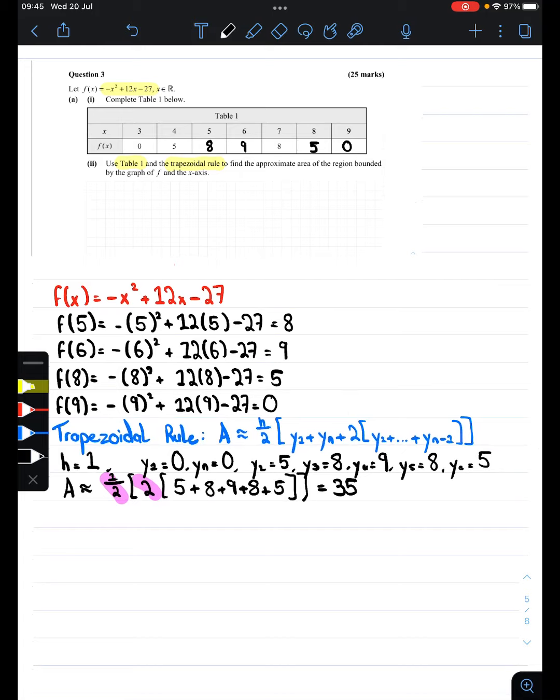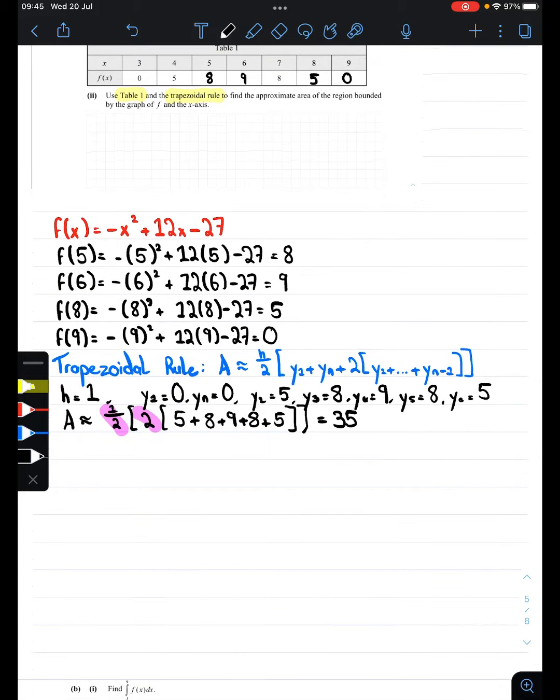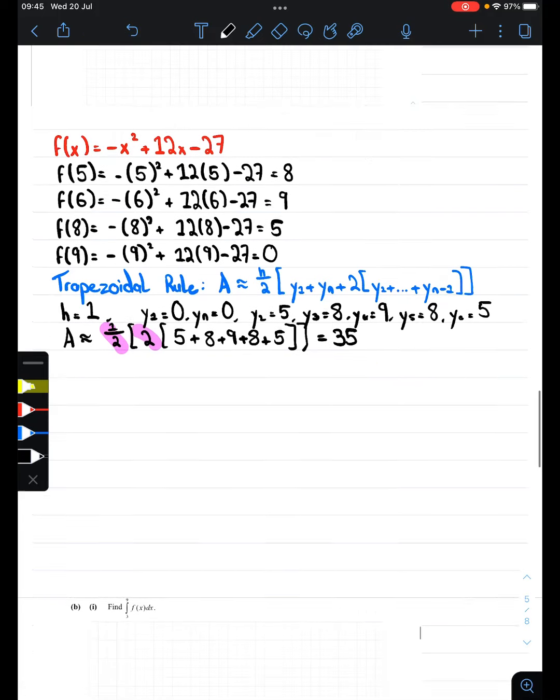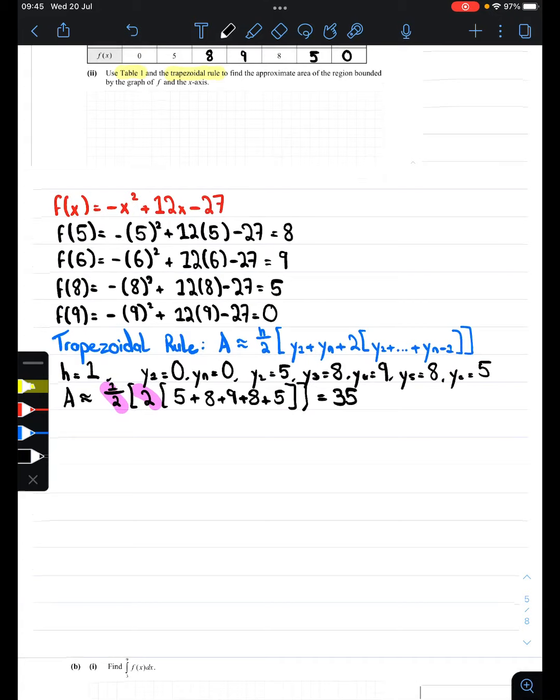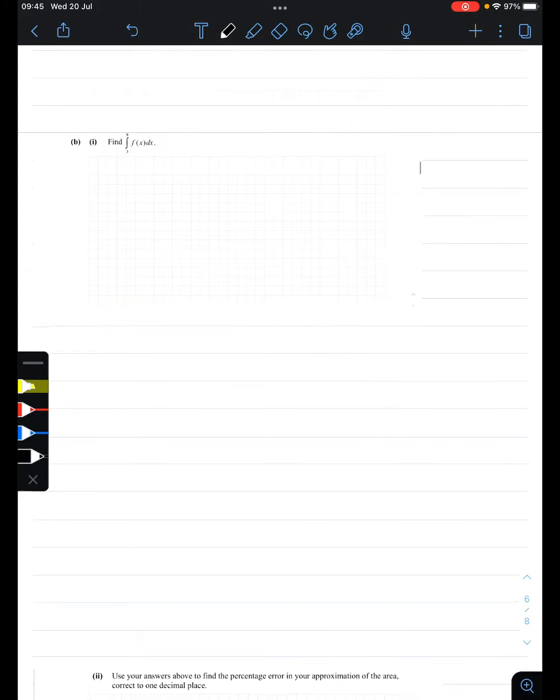Okay, so yeah, it's approximately 35 using the trapezoidal rule. And it's just as simple as that. The important thing here is to immediately use the formula and identify what it shows in the log tables, what h is, what all the y's are, and then it's just as simple as plugging in the formula.